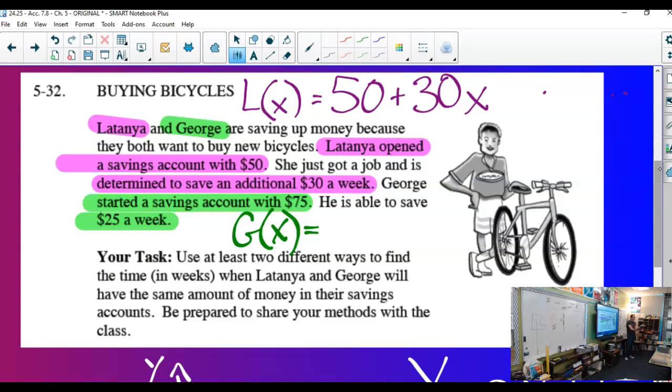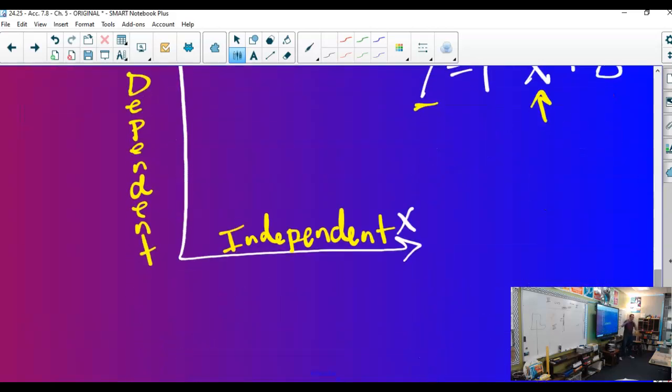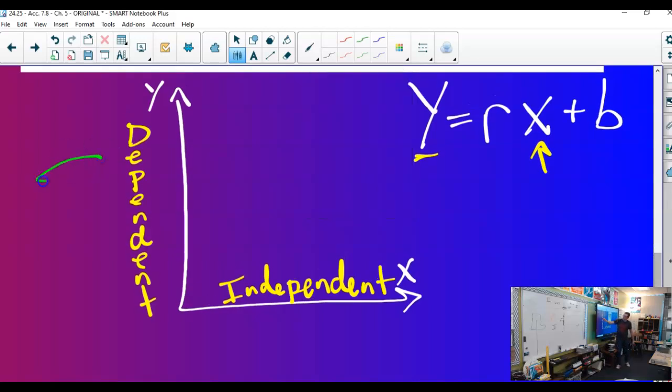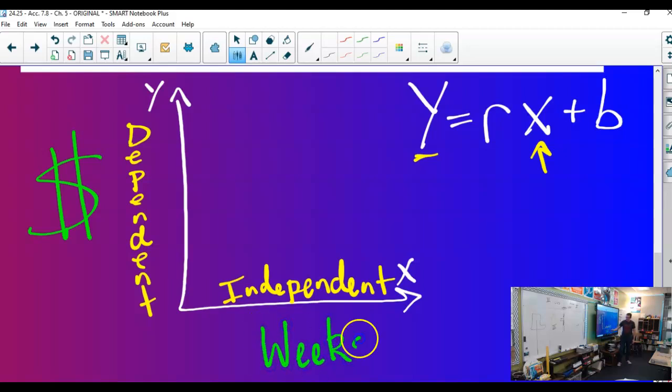Those are the people. What are the things that they're talking about, Jack? So money, that's one label. Anybody? Weeks. Do we think weeks depend on money, or money depends on time? Money depends on time. So when we make our graph, we all need to put money as our dependent, and time, which here is weeks, as our independent.